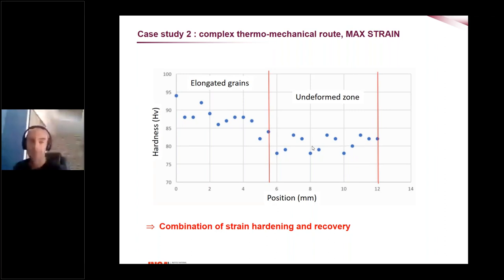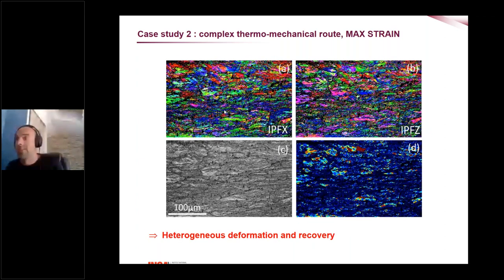So you have at the same time a combination of strain hardening and recovery, because the curve says you have some recrystallization, but the hardness says you have hardened your material. So at the same time, you have competition between strain hardening and recovery. In order to look at that, you should look at EBSD. That's some of the pictures that we got here. As you can see, there is heterogeneous deformation and heterogeneous recovery. In some grains recovery appears, and in some you don't have any recovery yet. You can see there's a lot of dislocations inside, by the way.